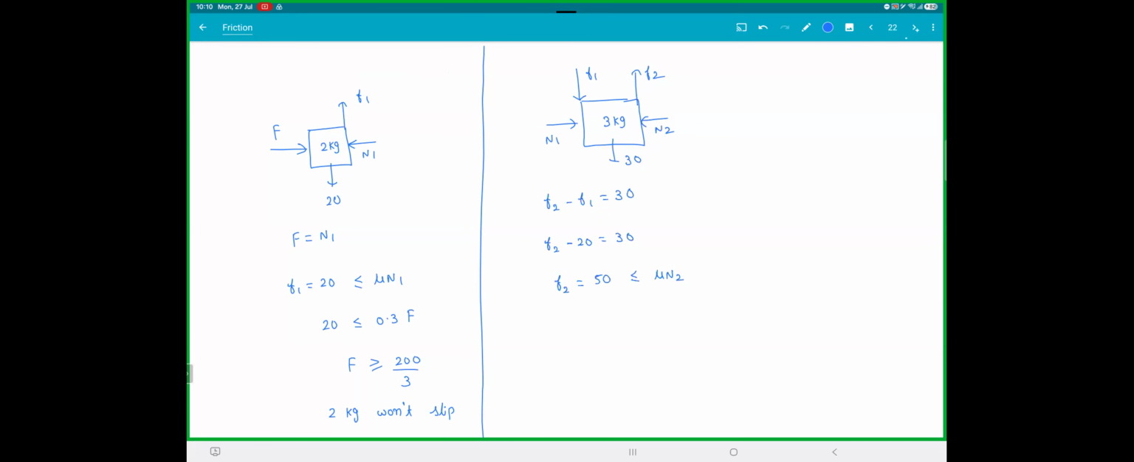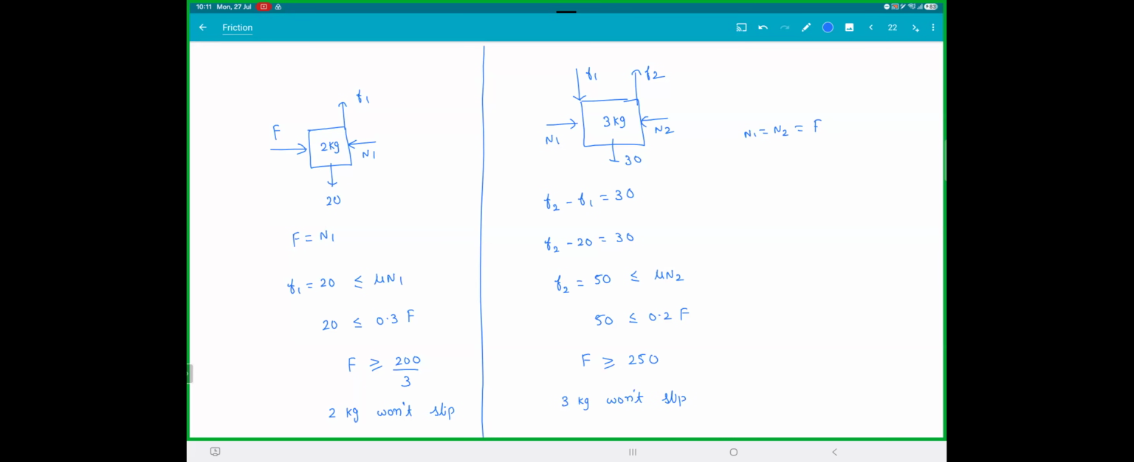Here mu is 0.2. N2 is also equal to F only. So N1 is equal to N2 is equal to F. So here I got F is greater than or equal to 250. So this is telling me, boss, if you give me 250, I'll make sure 3 kg won't slip. See, they don't know about each other. 2 kg does not know what 3 is doing. 3 kg doesn't know what 2 is doing. Everyone got their answers respectively thinking about themselves.